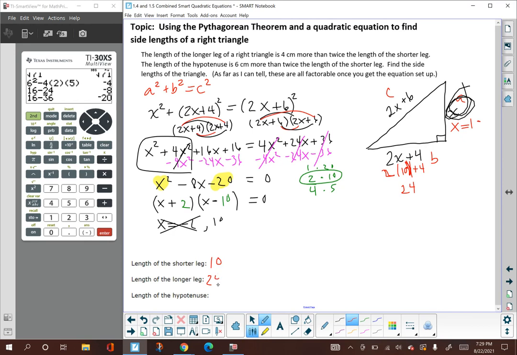Or dying, I mean. And then for the hypotenuse, 2 times 10 plus 6. So that would be 26 for the hypotenuse. Okay, and as far as I could tell on these, they were all factorable. So look for factorizations once you get it set up.